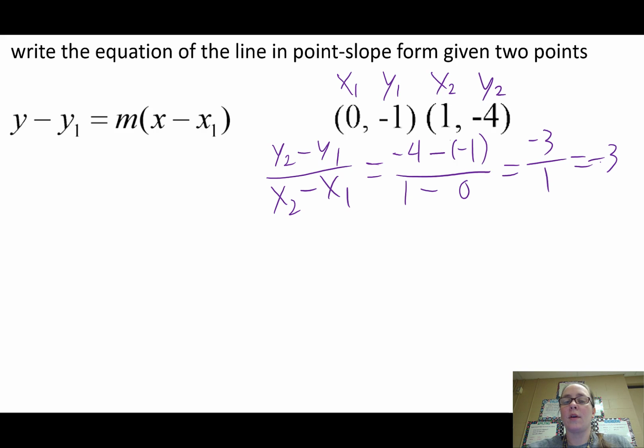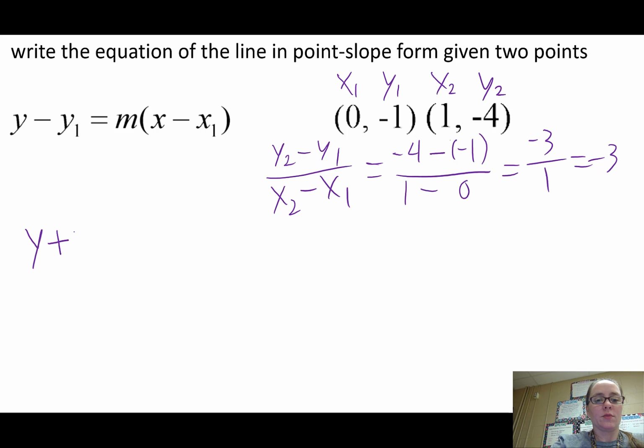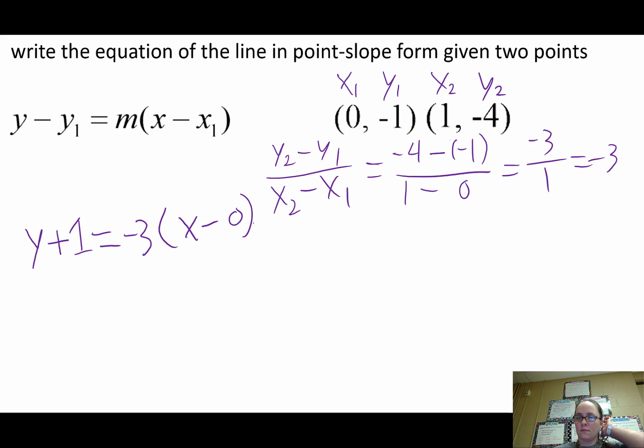I'm going to pick a point, and I'm just going to typically stick with the first one. So we get y minus a negative 1, which becomes plus 1, equals negative 3 times x minus 0. Also we could do y minus a negative 4, which becomes plus 4, equals a negative 3 times x minus 1.